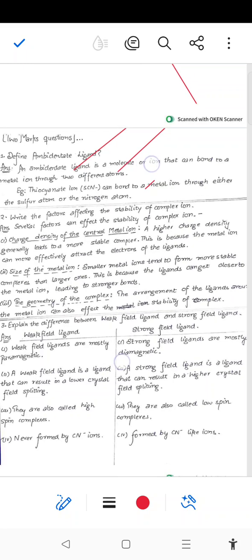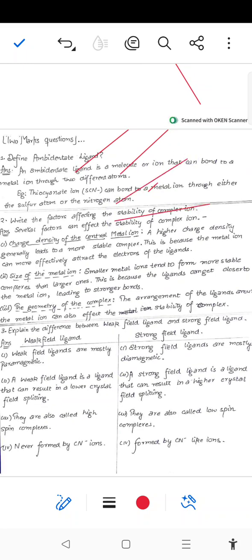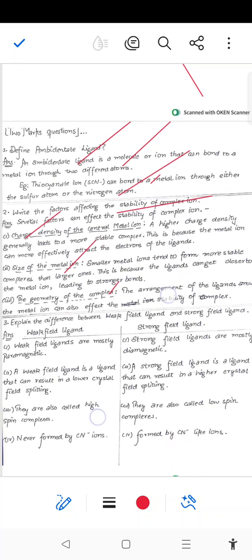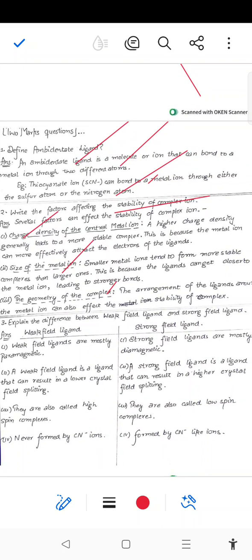Next, write the factors affecting the stability of a complex ion. The major factors are charge density, size of the metal ion and geometry of the complex. For charge density, the higher the charge density, the more stable the complex. This is because the metal ion more effectively attracts the electrons of the ligands.